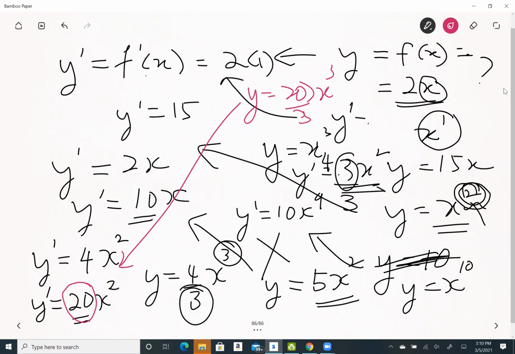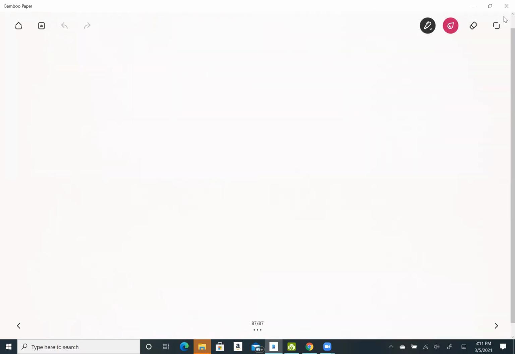All right? And of course, there will be formulas to do this. Okay, the rules. So don't worry too much. But here, we just want to get the idea. Okay. Now, what if the y prime is equal to 0? The y prime equal to 0. What is the function that if I differentiate, I get 0?